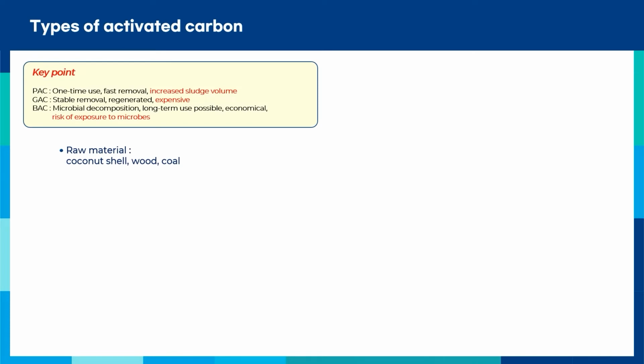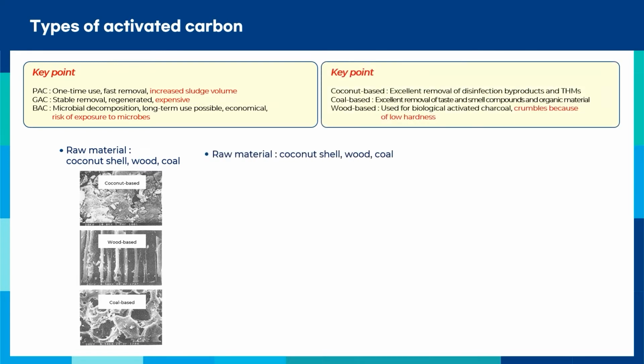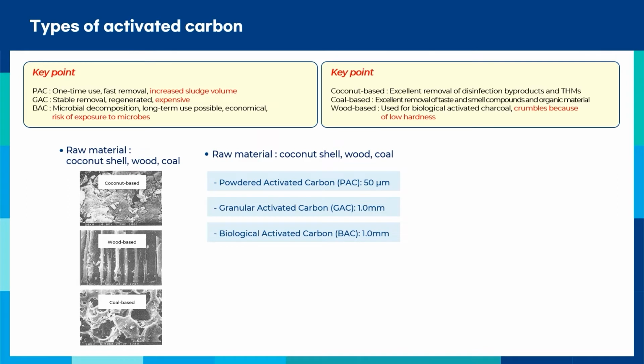The raw materials of activated carbon used for water treatment include coconut shells, wood, and coal, and in Korea, coal-based materials, which are effective in removing taste and odor substances, are mainly used. Depending on its form, it is divided into powder activated carbon, granular activated carbon, and biological activated carbon.